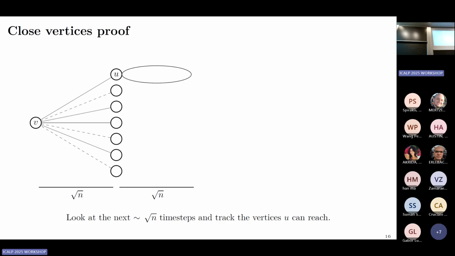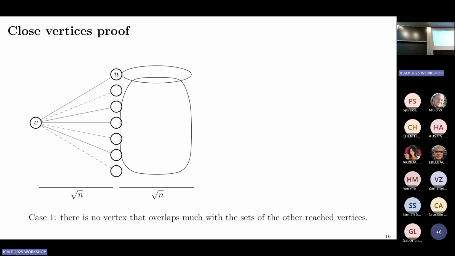And what I do now is I look at the reachability set of one of those neighbors, or of all of those neighbors. In particular, I fix the vertex u, and I look at its reachability set, so the set of vertices it can reach in the next square root n steps. And I compare it to the vertices that the other reached vertices from v can reach within the same time. And the first case is basically that all of those sets are more or less disjoint. So if I take this vertex u, then the overlap with the others tends to be very small.